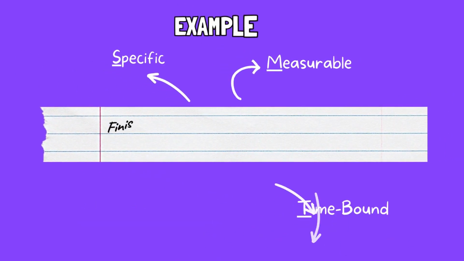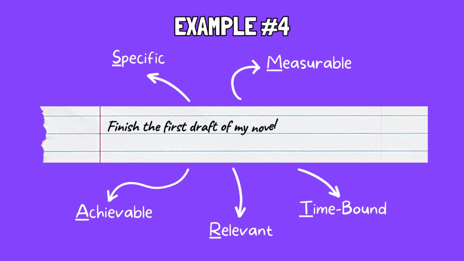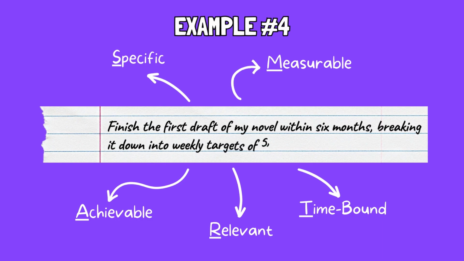Example 4. Finish the first draft of the novel within 6 months, breaking it down into weekly targets of 5,000 words. This goal combines a long-term objective with specific, measurable, achievable, relevant, and time-bound weekly targets.